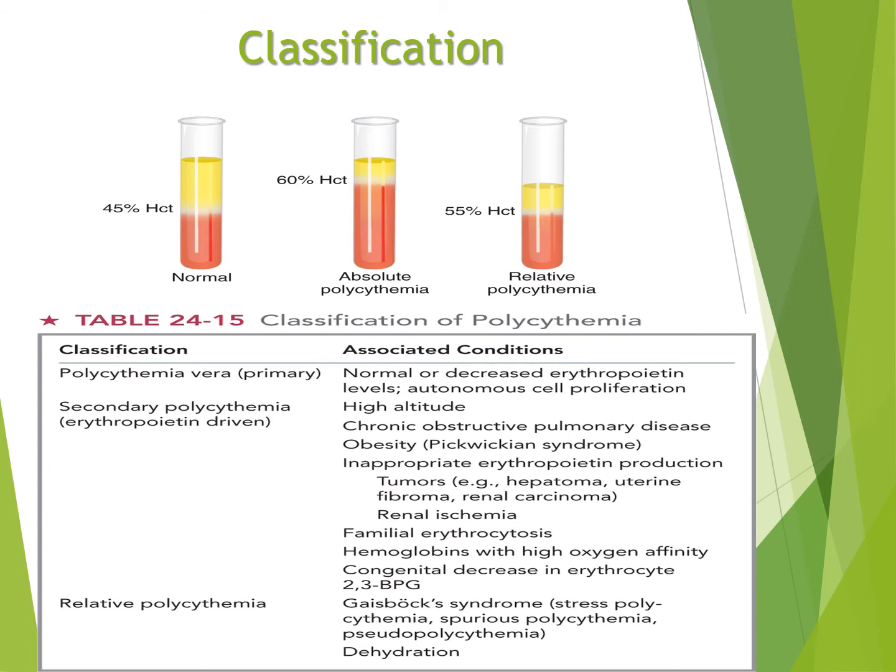Now this is normal or decreased erythropoietin levels due to an uncontrolled cell proliferation. When we talk about secondary types of polycythemia or relative types of polycythemia, these are due to the same amount of red cell mass, just a decrease in the plasma volume, which could result from dehydration or other kinds of high altitudes or other kinds of genetic disorders.